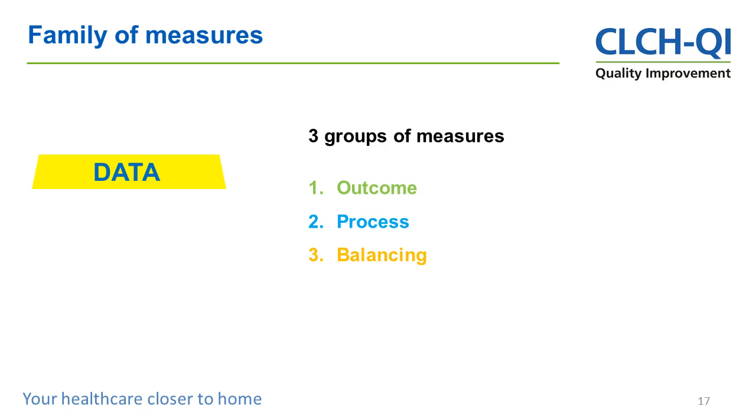The first is known as the outcome measure, and this is, I would say, the most important measure. This is the one that every improvement project will have, and it's linked to your SMART aim. So it's the thing that you want to improve. It's how you measure that.